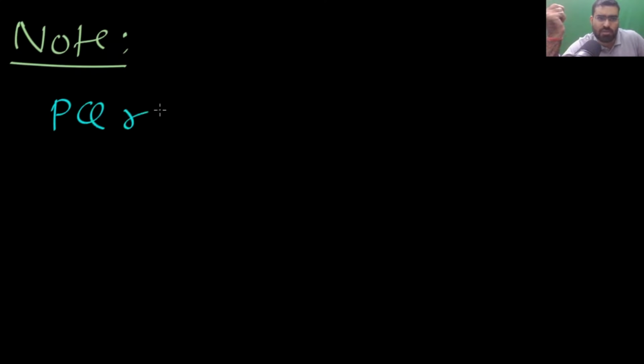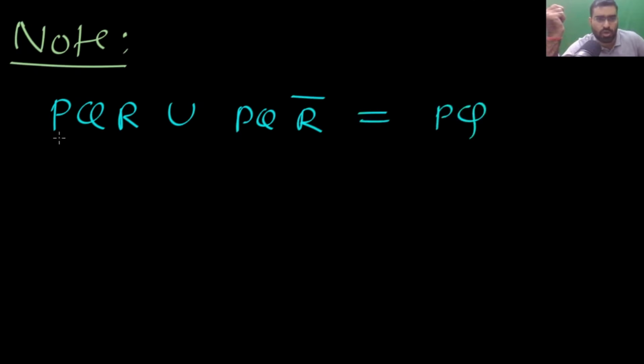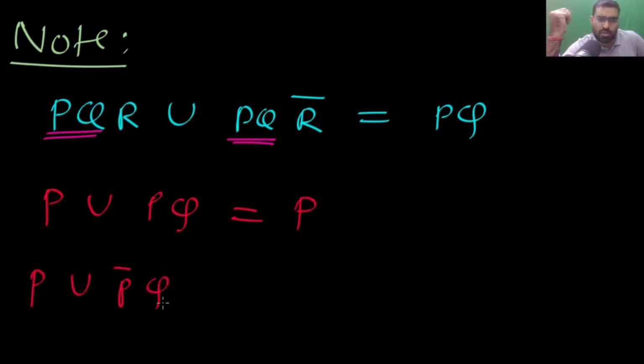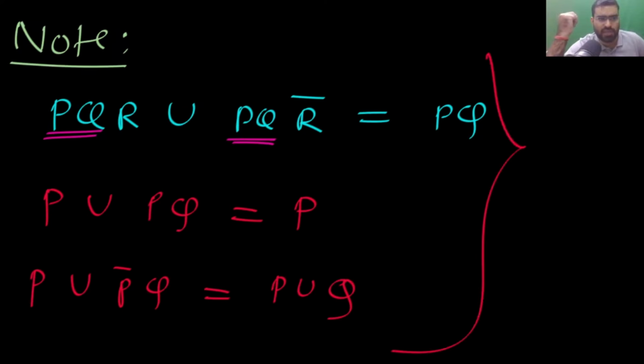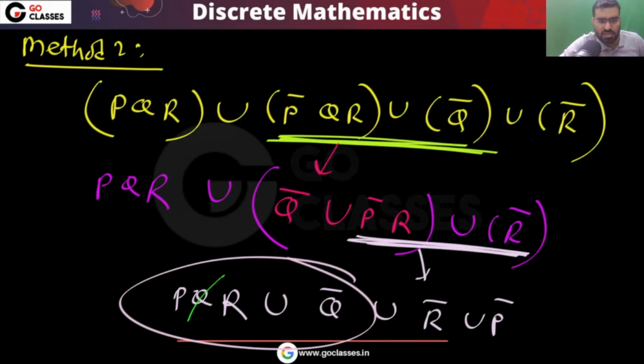As you can see, these same rules are also in Boolean algebra. Like PQR: if you have PQR union with PQR bar, that is basically PQ, you can take this PQ outside. Similarly, P union PQ will be P. Similarly, P union P bar Q will be P union Q. These simple rules will definitely help you whenever you are solving questions.